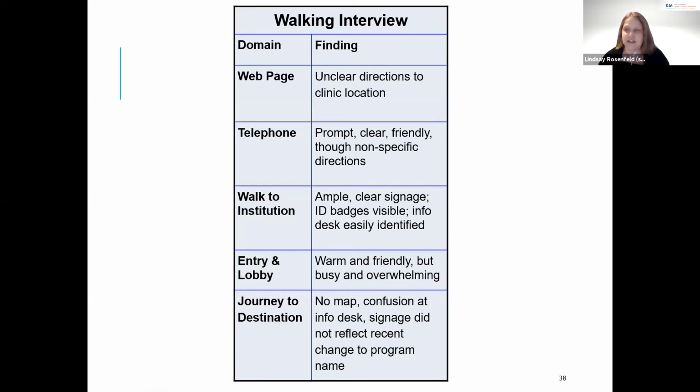The journey to the destination, which was to find the clinic, there was no map to be had in the lobby itself. They felt there was confusion at the information desk. They kept trying to send them to the NICU, and the program is called NICU Grads. And so there was some confusion there. Part of the problem on the way was that there had been a name change recently for the program. And so they were looking for a program that essentially didn't exist on paper, right? So the signage wasn't reflecting that recent change to program name.